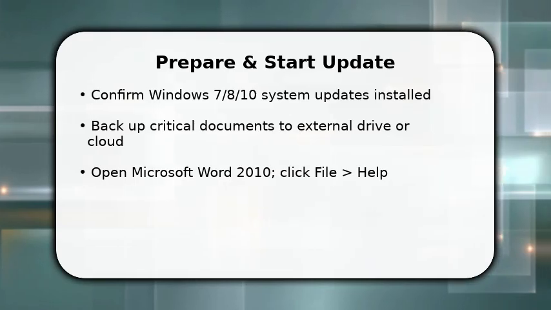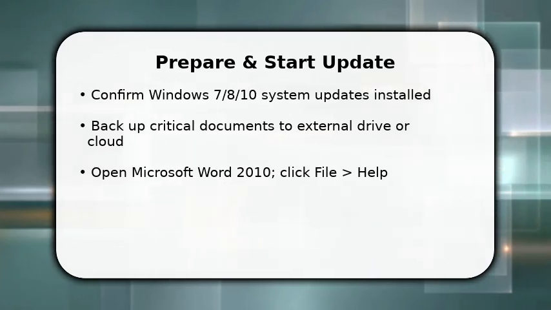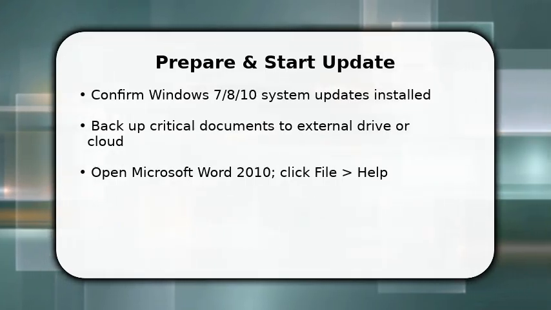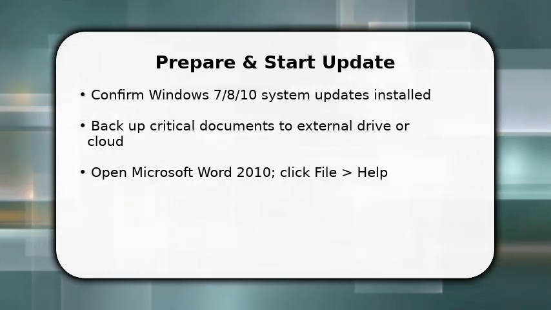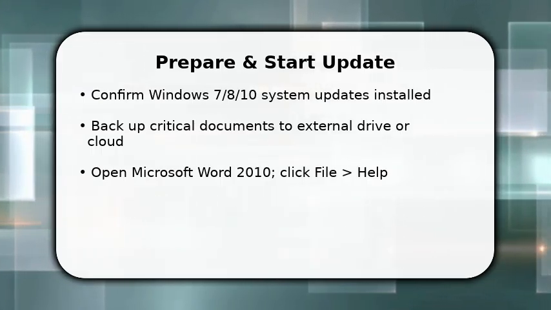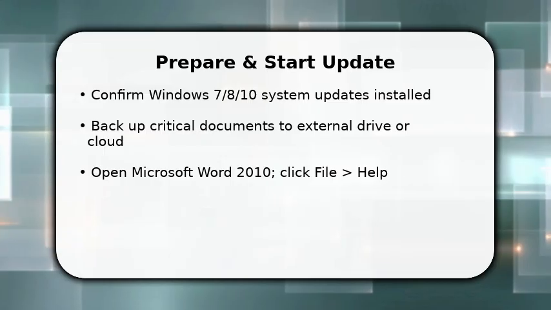Enjoy the video. You begin by ensuring your PC has recent Windows updates and a quick backup of important files. That prevents data loss. Once done, open Word 2010 and go straight to File, then Help to check the current build. Make sure Office is activated.